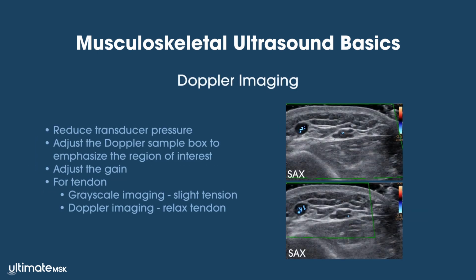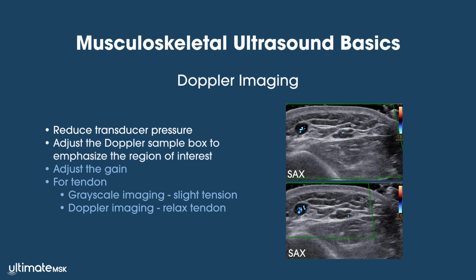When using Doppler imaging, several techniques can improve accuracy and image quality. First, it is important to reduce transducer pressure to avoid compressing vasculature, which can obscure blood flow signals. Using a generous amount of ultrasound gel helps to minimize transducer pressure while maintaining proper acoustic contact. In both images, gel is applied between the skin and transducer to reduce compression of the transducer.